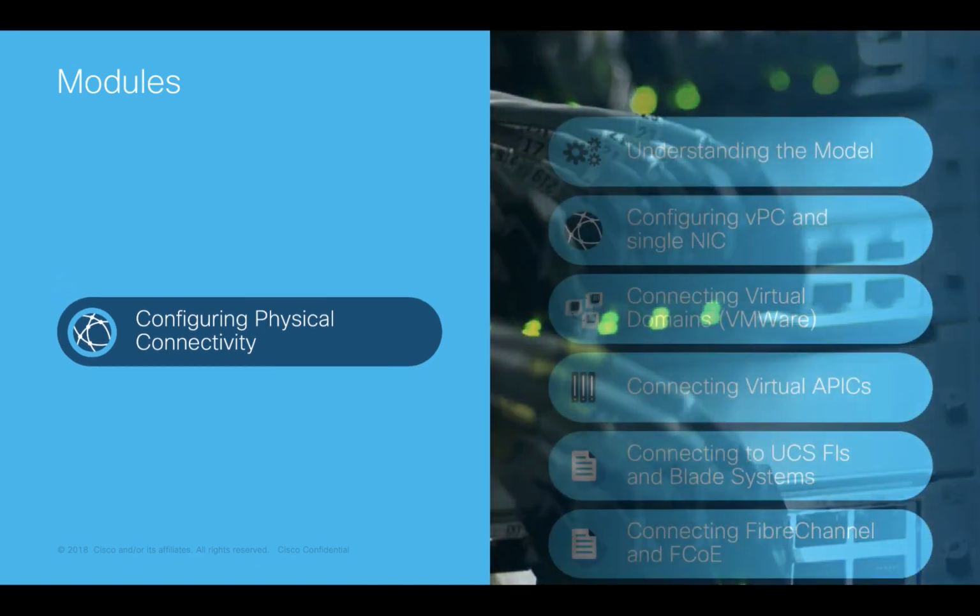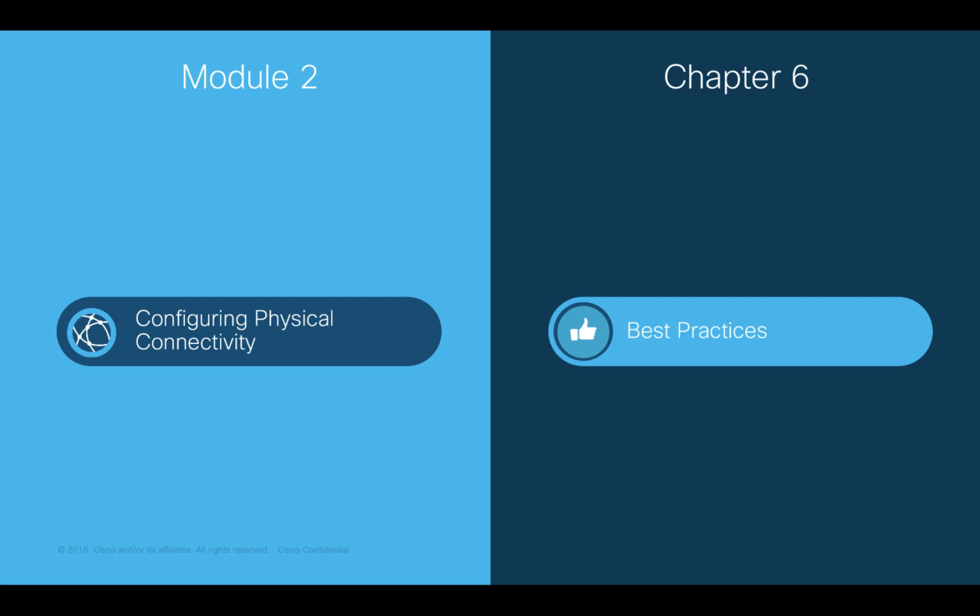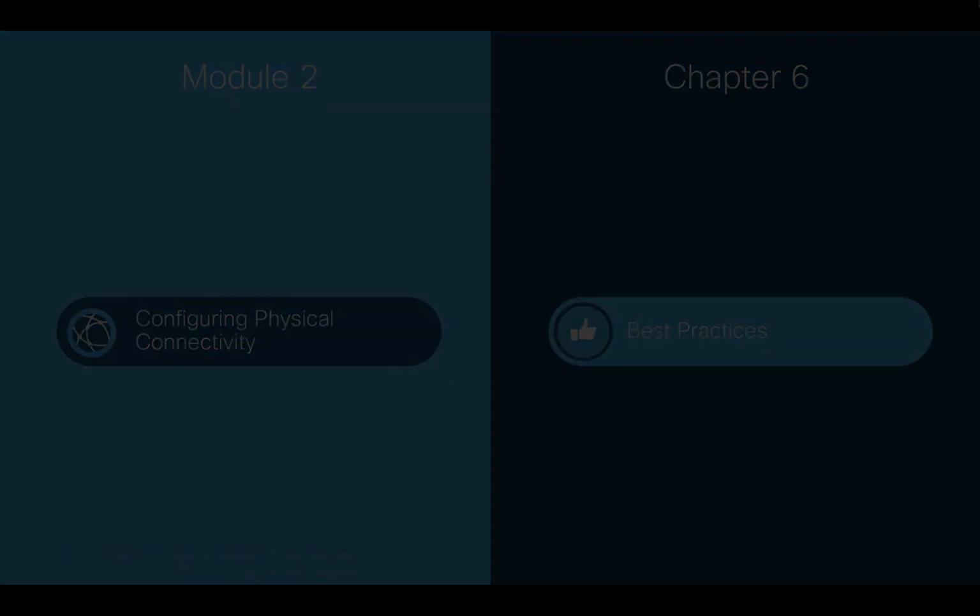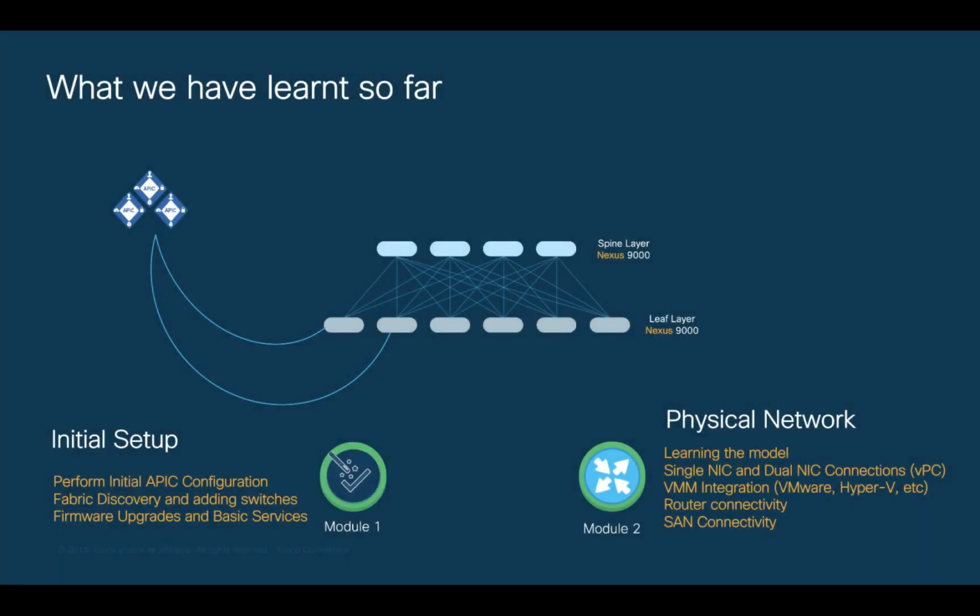In this video, we will cover Module 2, Configuring Physical Connectivity, Chapter 6, Best Practices. In this module, we'll learn how to perform the physical network configuration on ACI by using our golden questions as an easy way to connect anything to it. We always need to perform this step, also known as access policies configuration, every time we physically connect a new device to ACI. I will be adding extra chapters to this module as needed, so stay tuned.